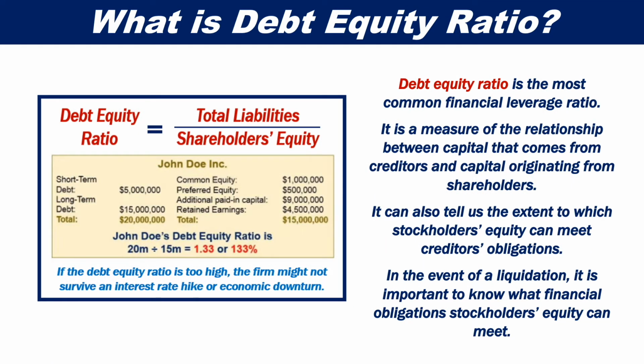Debt-equity ratio is the most common financial leverage ratio. It is a measure of the relationship between capital that comes from creditors and capital originating from shareholders. It can also tell us the extent to which shareholders' equity can meet creditors' obligations. In the event of a liquidation, it is important to know what financial obligations stockholders' equity can meet.